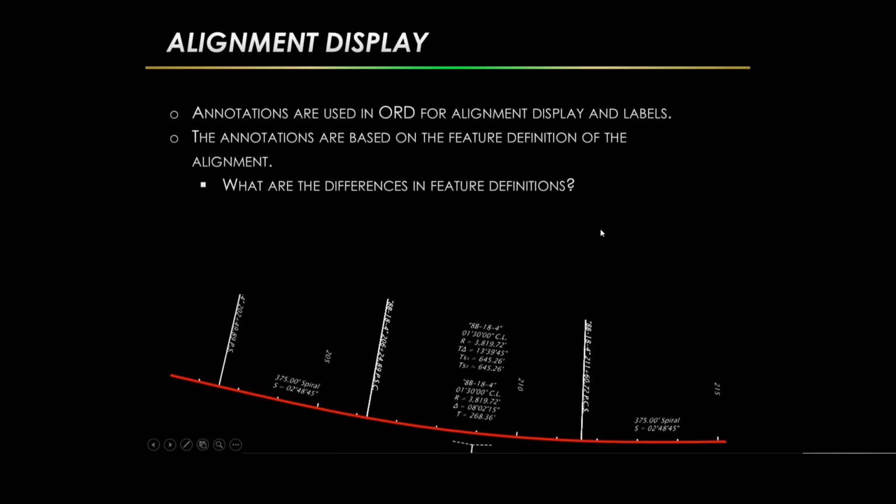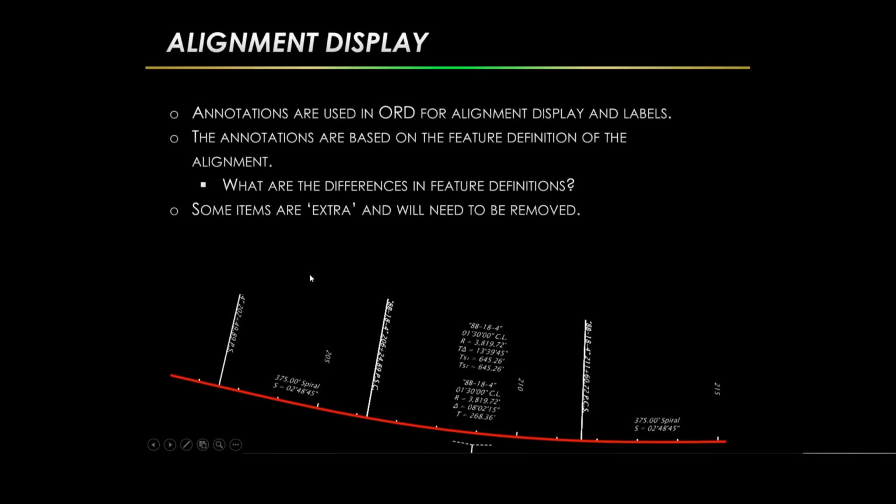So when I do the demo, I'll demonstrate some of the differences in these feature definitions that we already have set up for right-of-way and survey. They're both built on the same idea. They both work in much the same way.